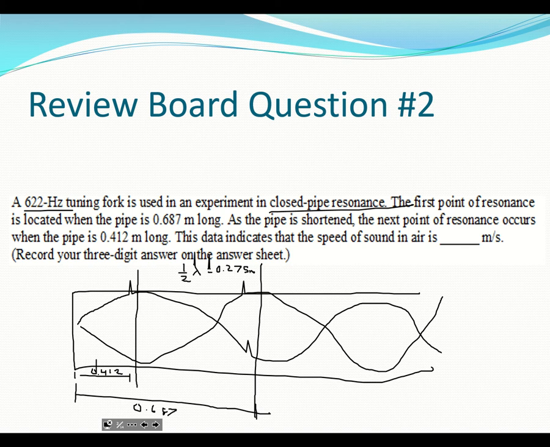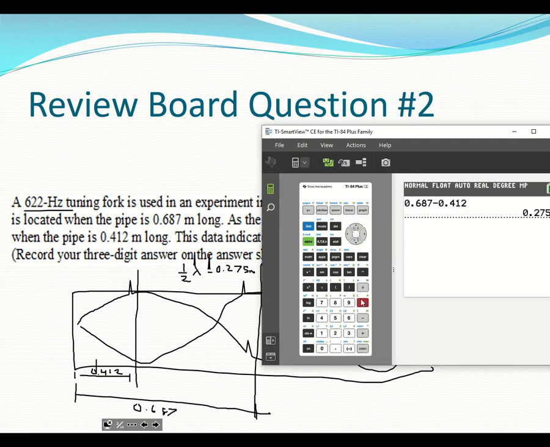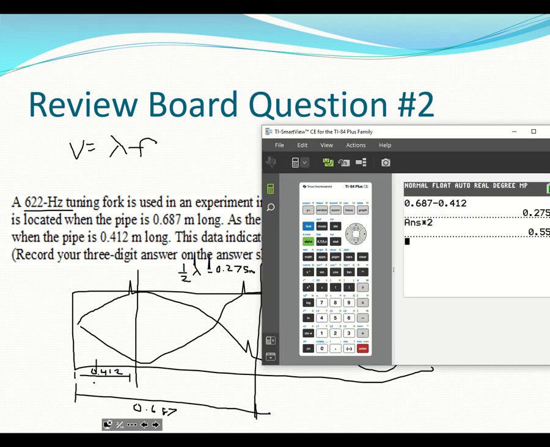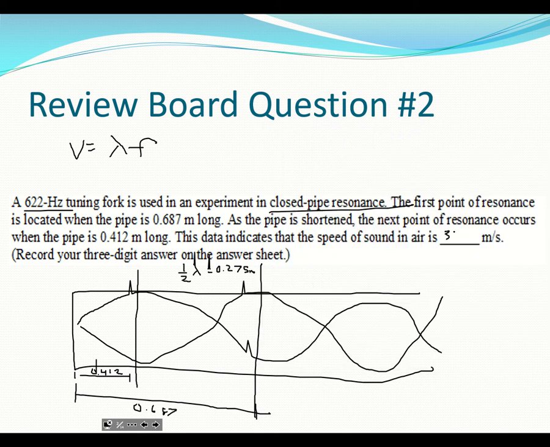So if we want to find a full wavelength, we just have to take that value and multiply it by 2. So that's how long our wavelength is. And then we just have to use V equals lambda F to find our speed of sound. If we multiply it by 622, we end up getting 342.1. So our 3-digit answer would be 342.